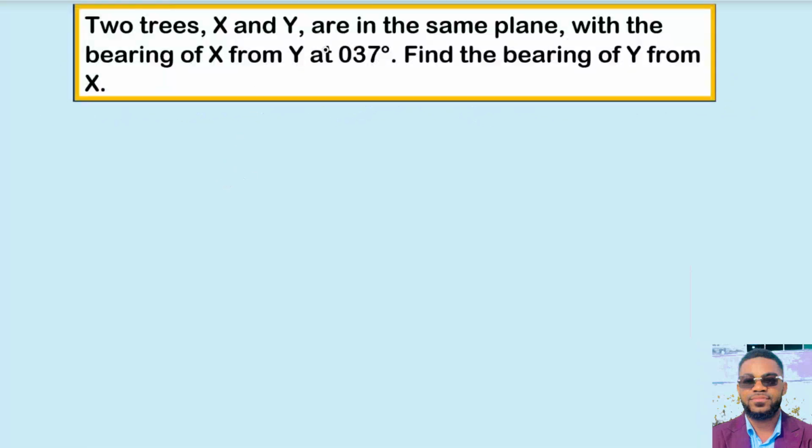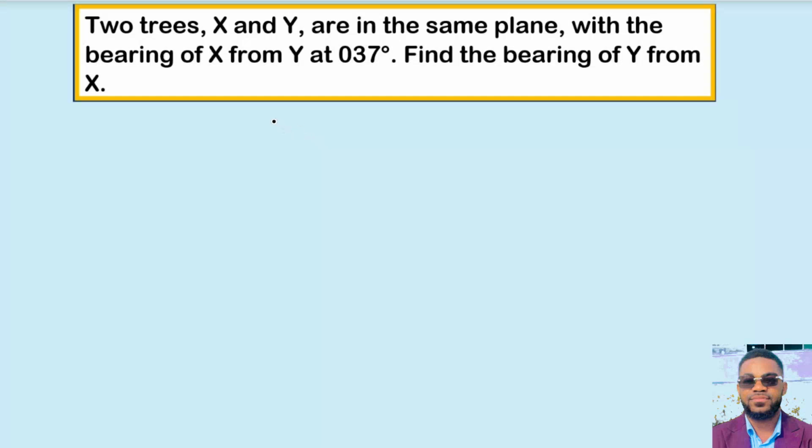Two trees, X and Y, are in the same plane with a bearing of X from Y at 37 degrees. Find a bearing of Y from X. So the moment you see a question like this, you should know that this is a back bearing question. The reason is simple: because we have moved from X to Y, and now we are moving back from Y to X. So this is a back bearing question. Whenever you see a question like this, that is how you're going to do it.